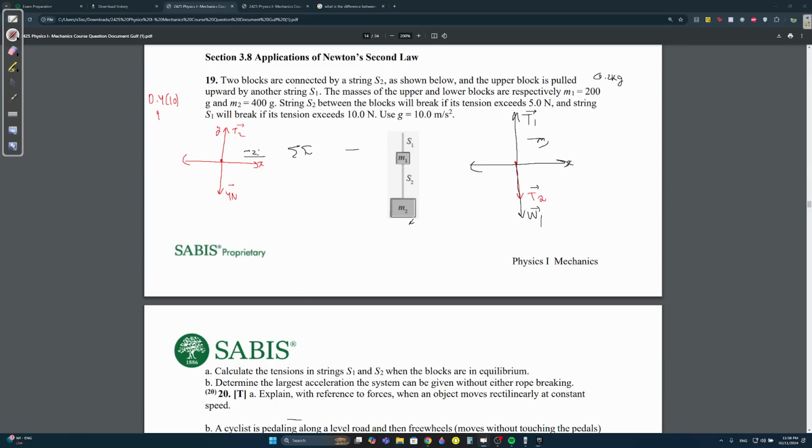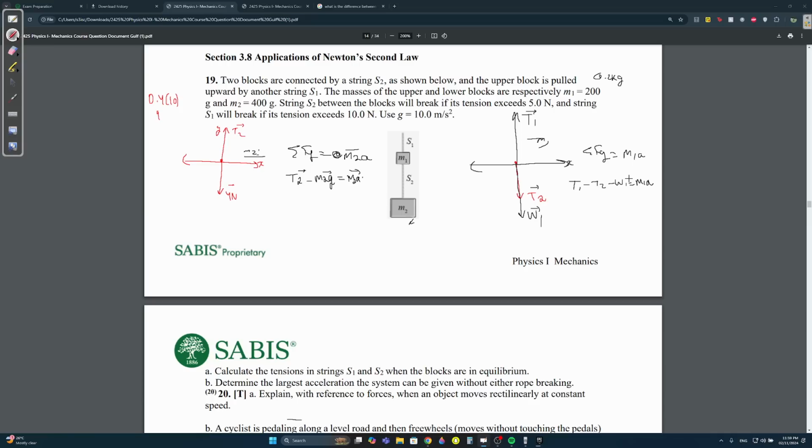Here, we said accelerating, so it equals MA. Let's call this M2A. Sigma Fy, what are my vertical forces? T2 and the weight. It's going up, so T2 is greater than the weight, or M2G, is equal to M2A. Then Sigma Fy is equal, again, to M1A. This is going up. T1 is greater than T2 and W. So T1 minus T2 minus W1 is equal to M1A.